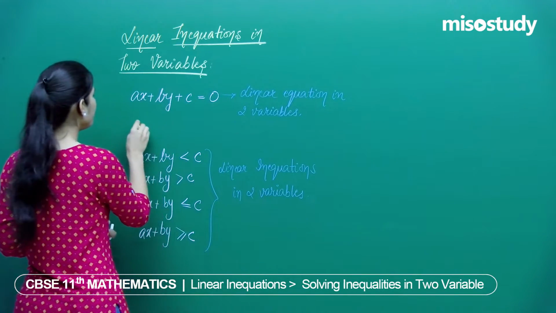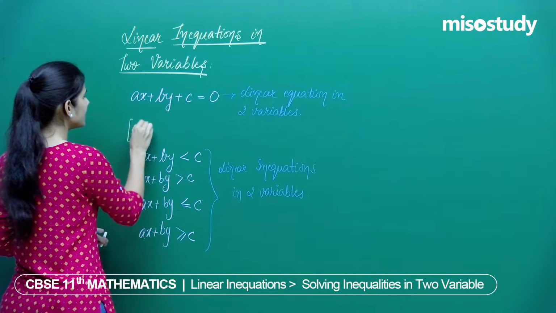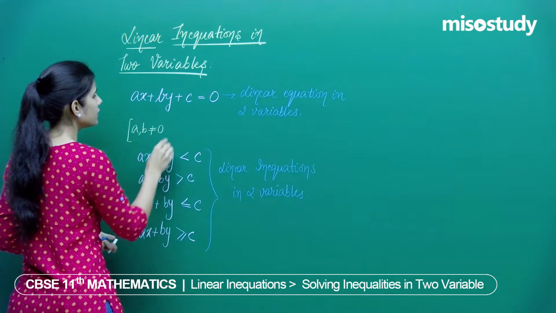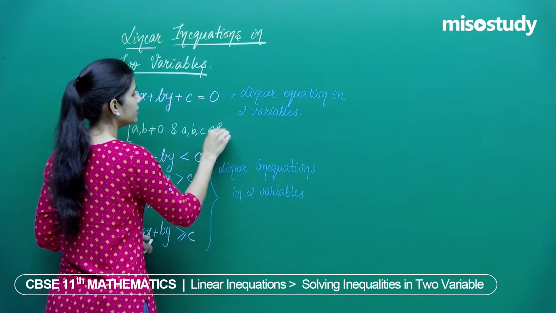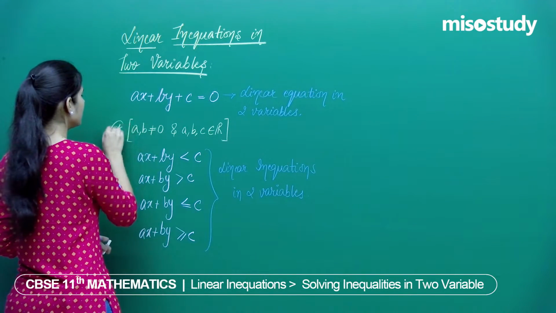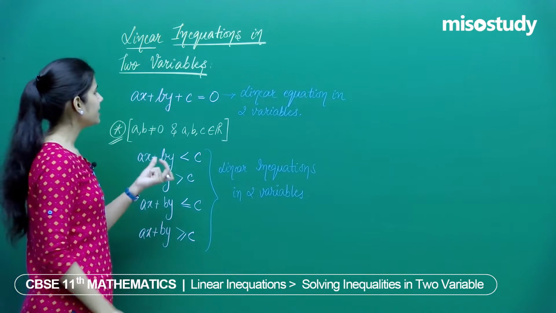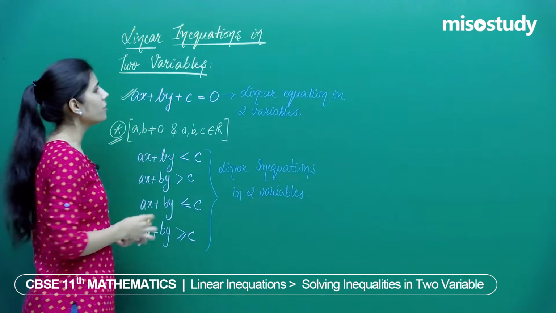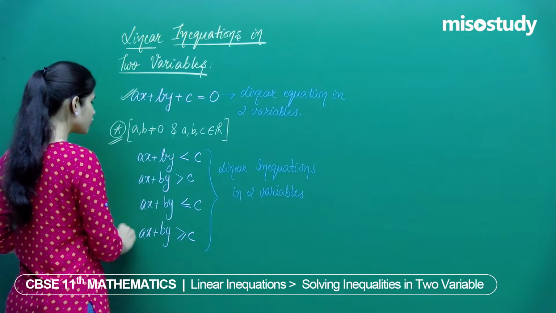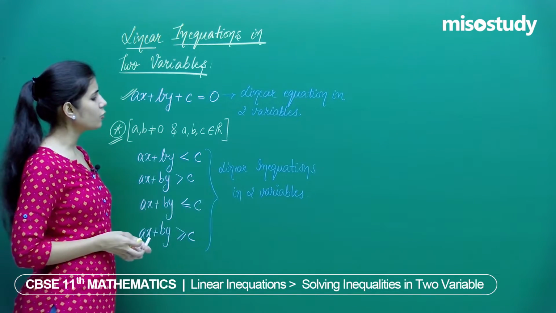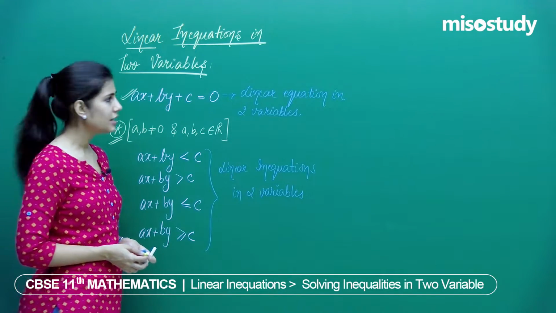So in both the places the common thing was that a and b are not equal to 0, and a, b, c are real numbers. Keeping this in mind, I said any expression of this form is called linear equation in two variables, and any of such looking expression is called linear inequation in two variables.